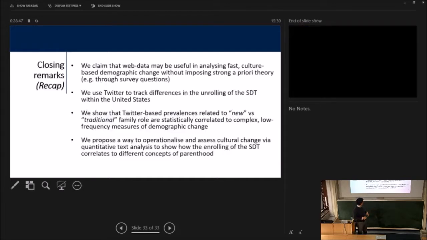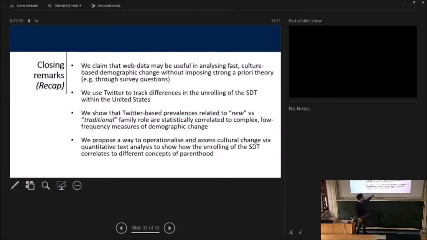The point that I tried to make with this presentation is that, what we claim is that web-based, this sort of breadcrumb data can be useful in analyzing this fast culture-based demographic change without imposing strong a priori theory. So we're not going to people and asking them items from a survey. We just take the data as they appear in the real world, and then we try to make sense of those. We use Twitter to track differences in the rolling out of the second demographic transition in the US, and we find that Twitter-based measures, which are very easy, like simply the number of people who describe themselves as mother and father, or as husbands or wives, correlate to a complex low-frequency measure, which is based on 13 different variables taken from the census of the US, the American Community Survey and other sources.